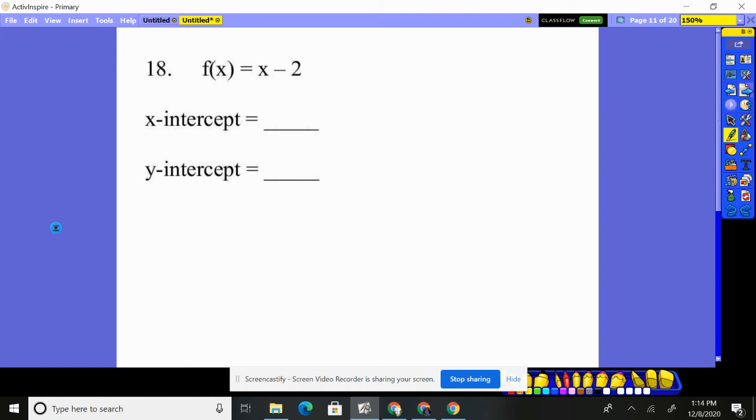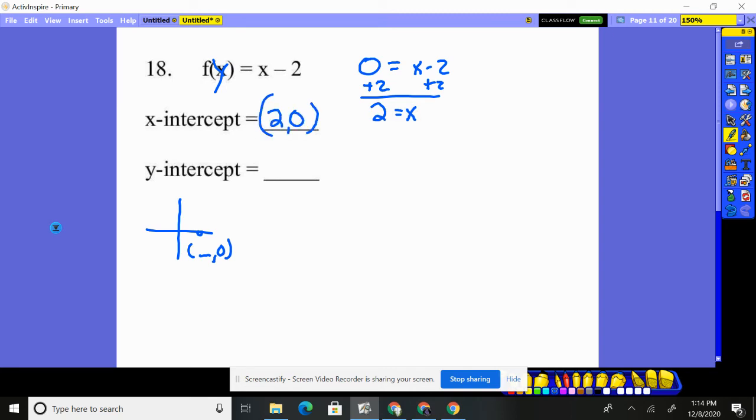Number 18, same idea. X-intercept. If we're crossing the x-axis, we know we've gone over something, up none. The y is 0. So we're going to set the y to 0. And again, f of x is simply y. So 0 equals x minus 2. Add 2 to both sides. Well, that was fast and easy. X equals 2. So x is 2, y is 0. It crosses the x-axis at 2, 0.